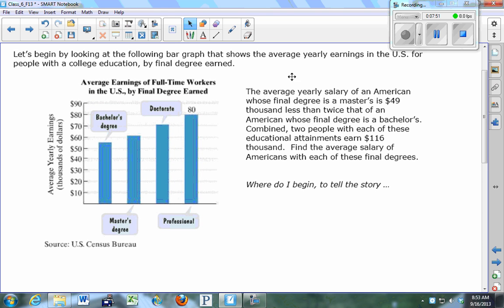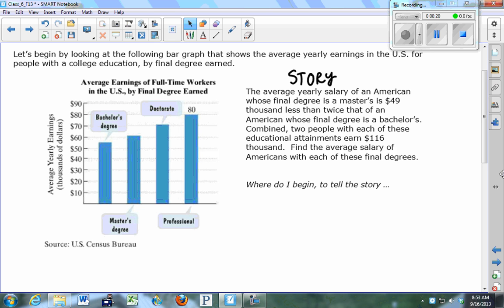Anyway, the average yearly salary of an American. So here's the story. Your job is to wind your way through this story and find what the story's asking you to solve for. Sometimes it's more than one thing. That's your goal. Then describe it in words, and then find what is equal to what. Okay, those are the series of strategies.